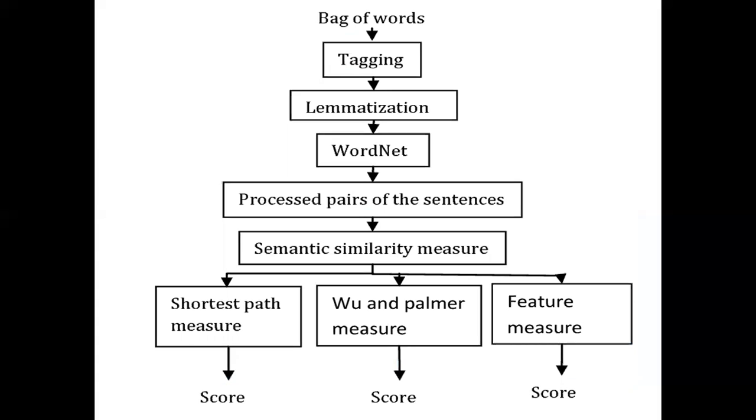This is a flowchart which contains bag of words, tagging, lemmatization, WordNet, process to pair of sentences, and semantic similarity measures, which are the shortest path measure, Wu and Palmer measure, and feature measure, and which finally lead to a score. So this is shortly a flowchart of semantic similarity measure.